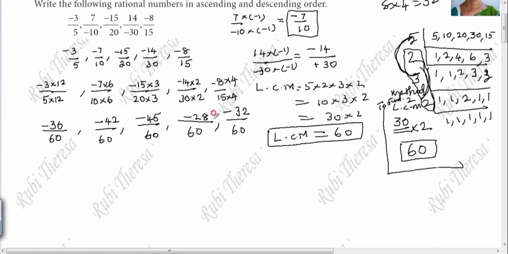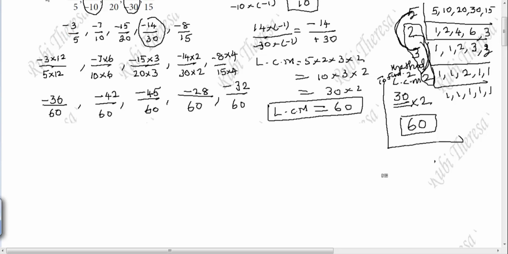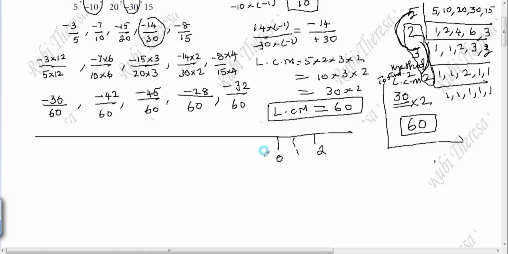Since you have the negative symbol in the numerator, better to go for a number line. All these numbers are negative. That means which side will you get it? Here positive, here negative. How will you go? Minus 1. Here 0.